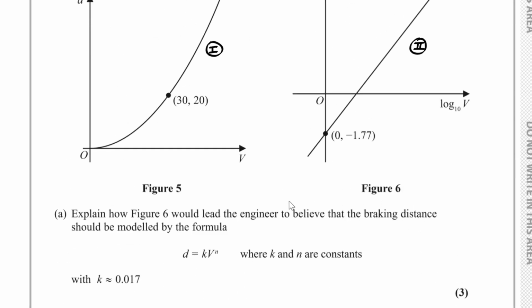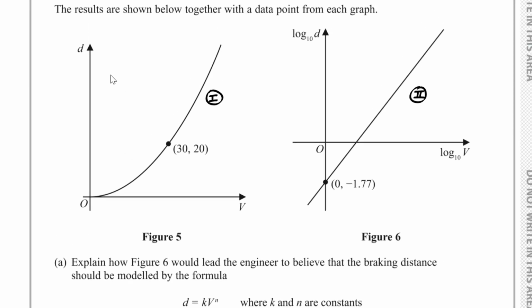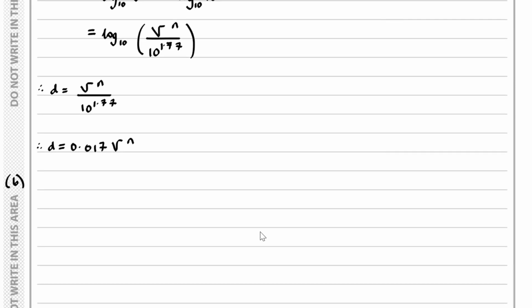And what we have over here given to us is this point (30, 20), and that's on the graph d against v. So let's use that. When d equals 20 and v is equal to 30, substituting these into this equation here, we have 20, that's d, that's equal to 0.017 times v, which is 30, to the power of n. Okay?